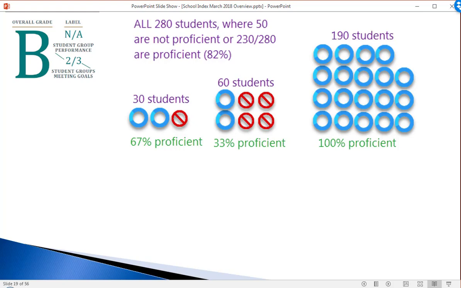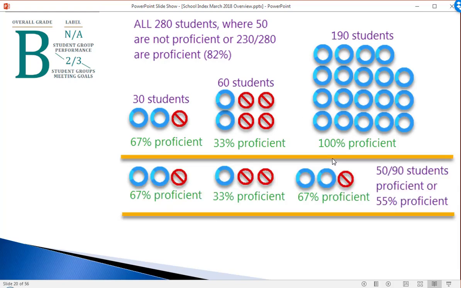What's going to happen in this system is, instead of weighting this largest subgroup based on 190 students and weighting the smallest subgroup based on 30, we're going to equal weight each of the students. Therefore, you're only going to see the equivalent of 30 students being in each group. Now, for this center group, it maintains the same proficiency. 33% are proficient. We just ignore this half of the students.